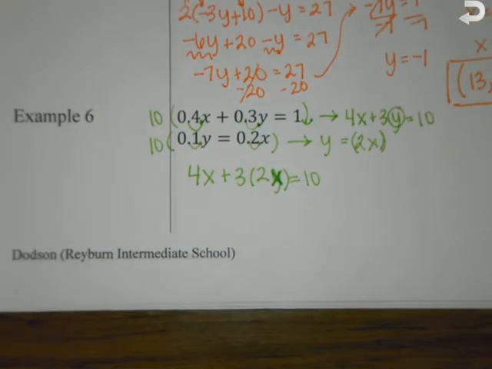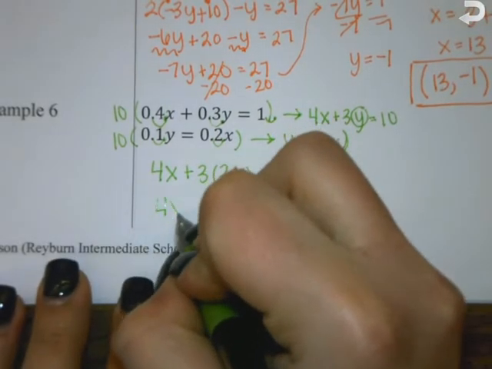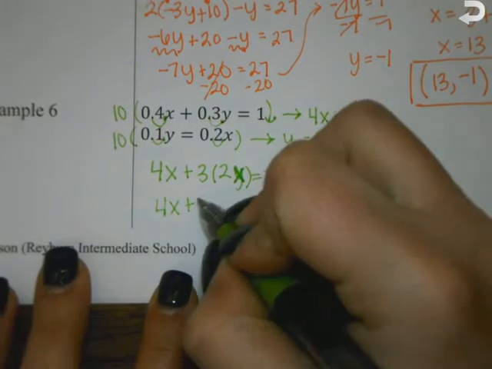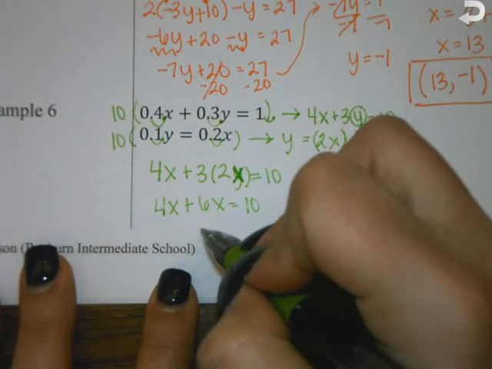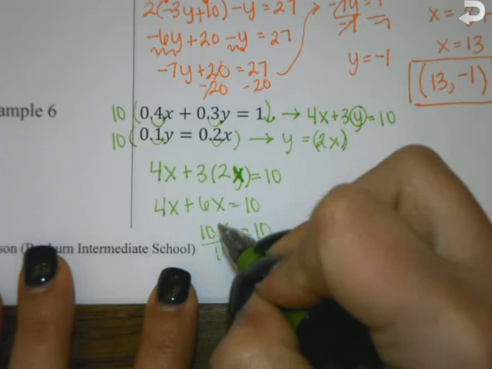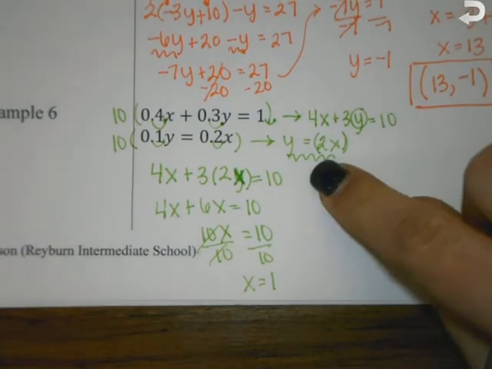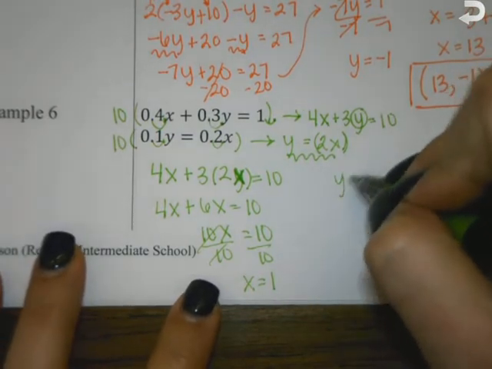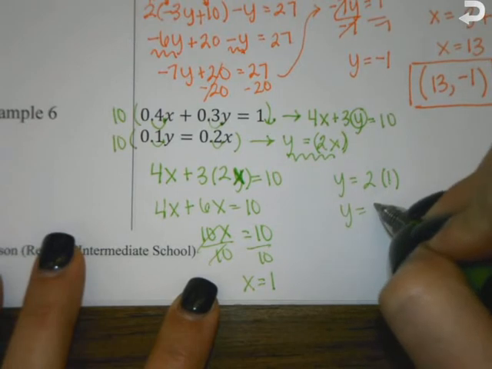Okay, so that would give me 4x plus what, guys? 6x equals 10, and 4x plus 6x gives me 10x equals 10. Divide by 10, so x equals what? 1. Now, how do I solve for y? Plug it in, and how many of you plugged it into that one? y equals 2x. That's the easier one to do. So this is y equals 2 times 1, so y equals what? 2, and what was your ordered pair? 1, comma 2.